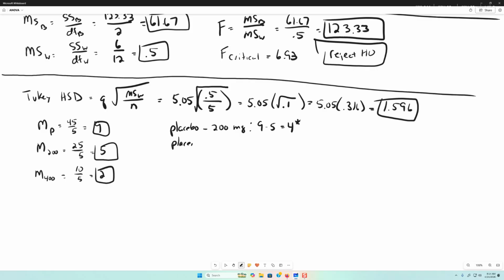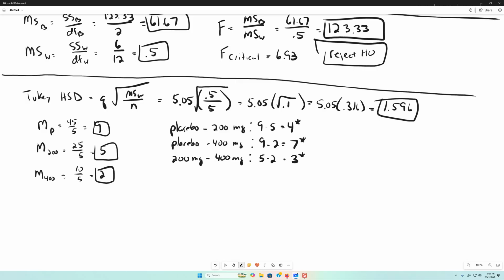Placebo versus 400 milligrams. What are those means? 9 minus 2 is 7. 7 is much bigger than 1.596, so that's different. And the last one is 200 milligrams compared to 400 milligrams. And that difference is 5 minus 2. That gives me 3. Is that bigger than 1.596? It is. So all 3 groups are significantly different than all other groups.